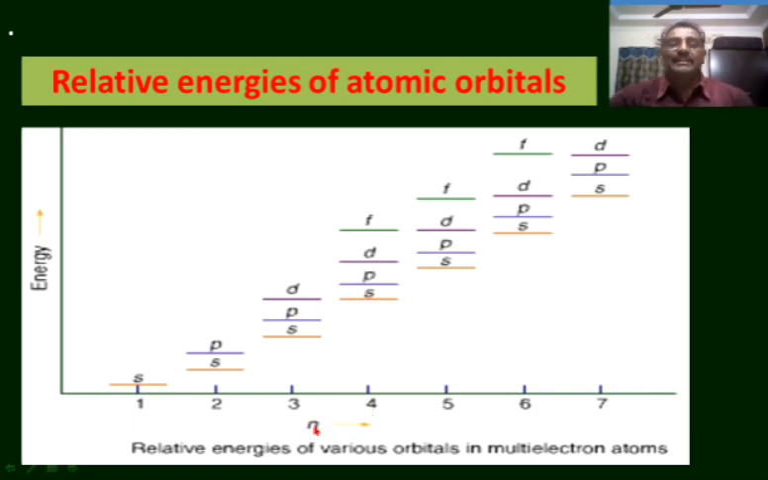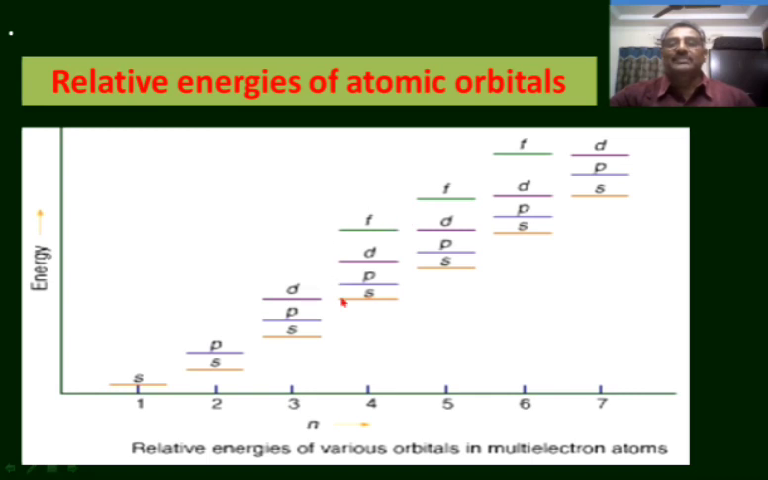In the same way, in the fourth main energy level, the energy of the s orbitals is less than the energy of the p orbitals, the energy of the p orbitals is less than the energy of the d orbitals, and the energy of the d orbitals is less than the energy of the f orbitals. But all the three p orbitals possess the same amount of energy, as they are degenerate orbitals, and all the 5 d orbitals possess the same amount of energy, and all the 7 f orbitals are also degenerate in nature. That means they possess the same amount of energy.